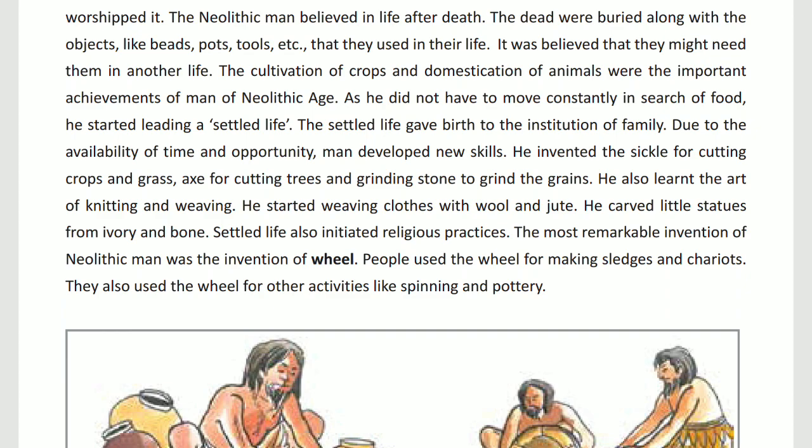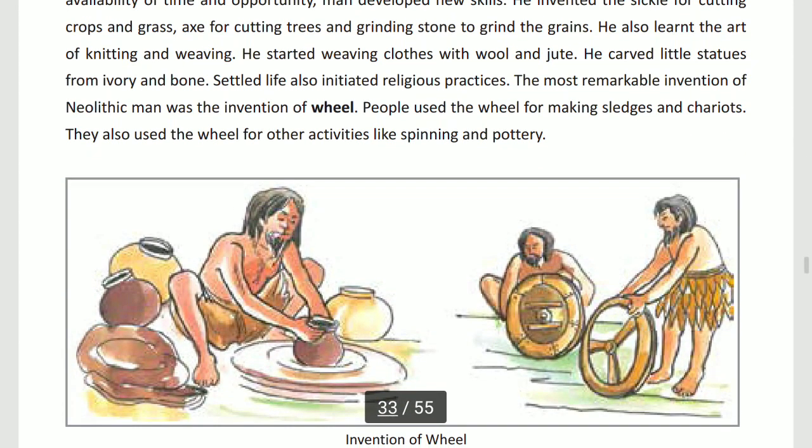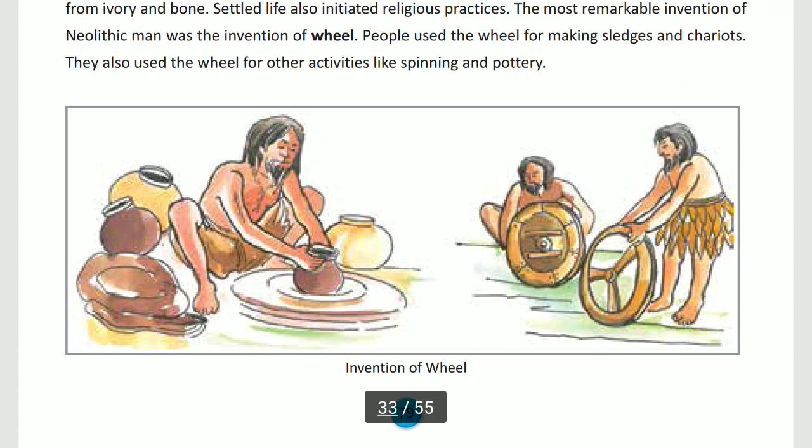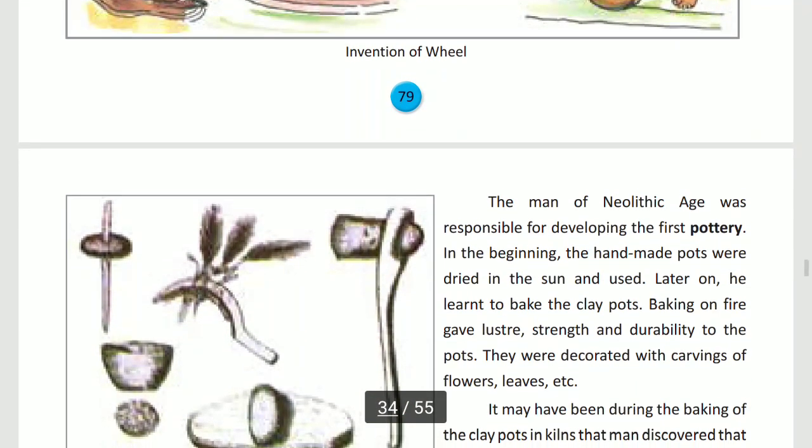So in each period there is some special invention. In the Paleolithic, the invention was the discovery of fire. So like this in Neolithic period, the invention of the wheel. Now people use the wheels for making sledges and chariots. Now they also use the wheels for other objects like spinning and pottery. Pottery बनाने में भी काम करते थे. Wheels हो गए तो फिर वो लोग चक्का लगा के in the chariots अपने सामान को ये सब एक जगह से दूसरी जगह easily carry forward करते थे with the help of wheels.